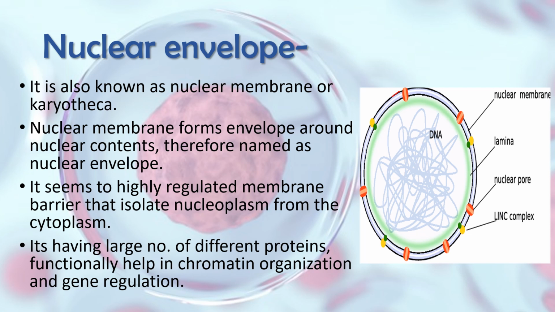Now take a look at this picture. This outer covering is the nuclear envelope, having a two membrane structure. This membrane is the outer nuclear membrane and this one is the inner nuclear membrane. So the nuclear envelope is composed of two membranes. Many different proteins are present which functionally help in chromatin organization and gene regulation. What is the function of this nuclear envelope? There are many types of proteins arranged in it which help in organization of chromatin fiber and also help in gene regulation.